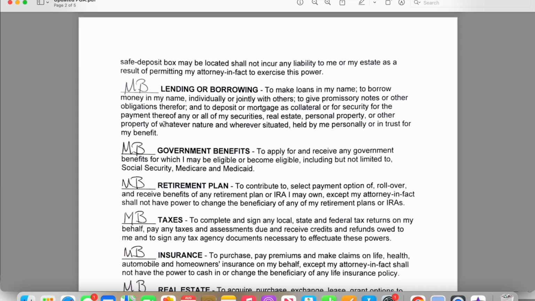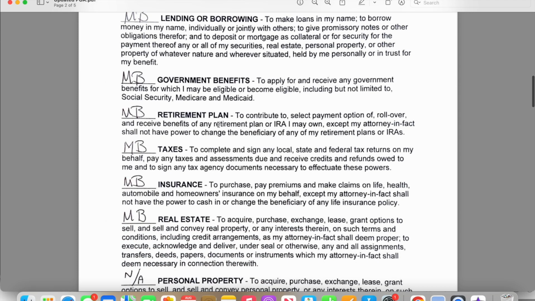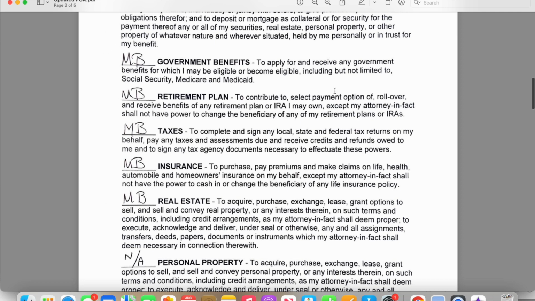So this is lending and borrowing, any kind of loans in that person's name. Whether it's payday loans or mortgages or anything like that, that's giving them permission to borrow money. Okay. Here, this is government benefits. So if that person gets any kind of Social Security benefits, survivors benefits, Medicaid, Medicare, whatever it is, this is giving that person authority to sign and speak for them on their behalf.